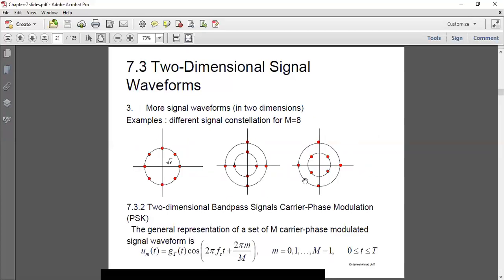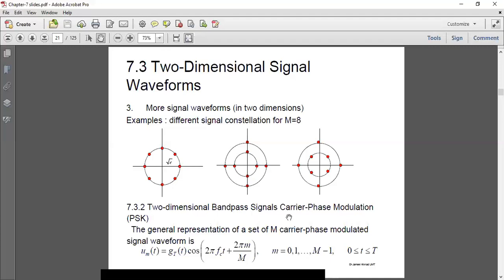We can construct a more complicated constellation diagram, like M equal to 8. In this case, we have 8 signal points. So there are multiple options for representing the constellation. In this case, we have 45 degrees from one point to another. In this case, we have two different amplitudes and the angles are 90 degrees. So you can see different possibilities are available.